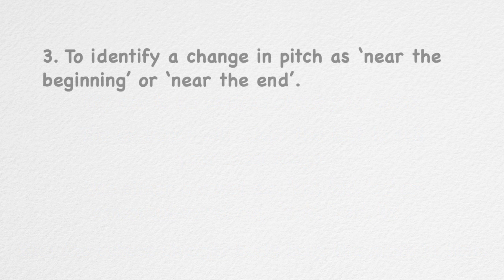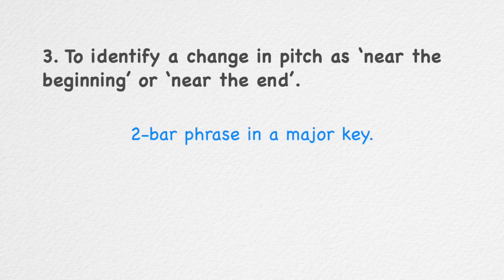The third test, to identify the wrong note, just needs a 3-word answer, either near the beginning or near the end. You'll hear a 2-bar phrase in a major key, so it's nice and short. The examiner will play it twice, and it's on the second time that there will be this wrong note, and you just simply have to spot where it was.